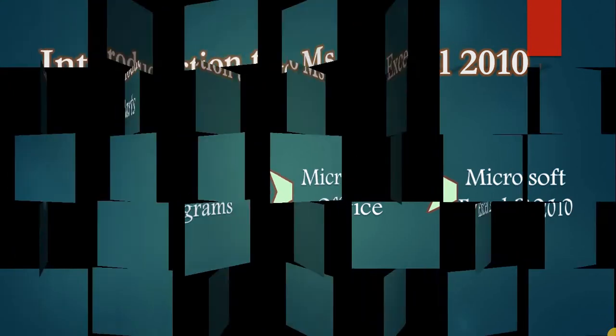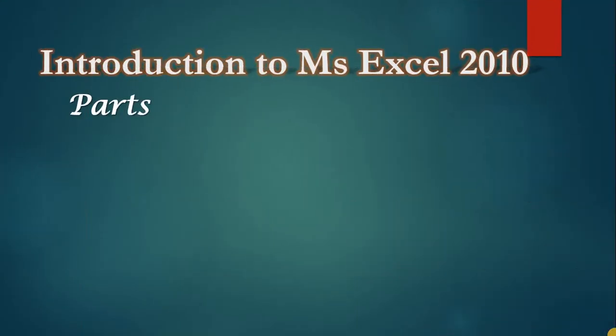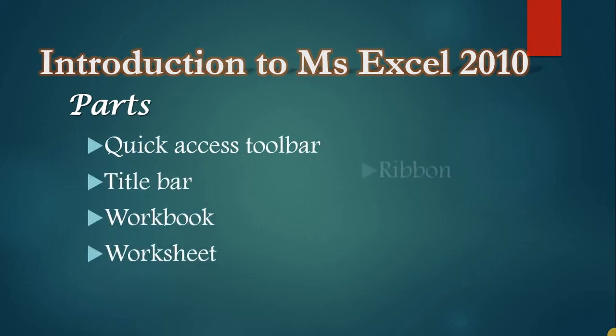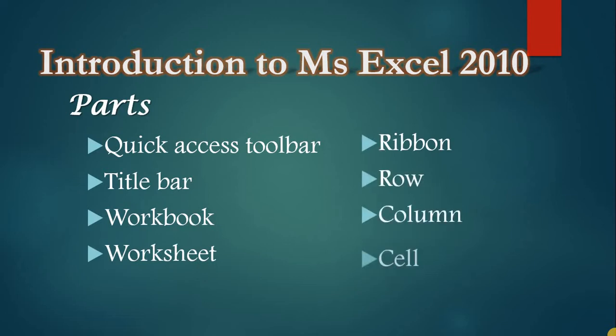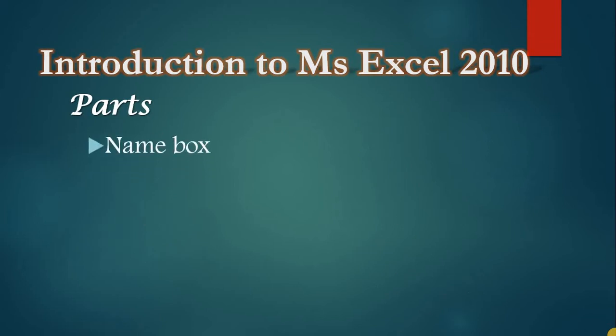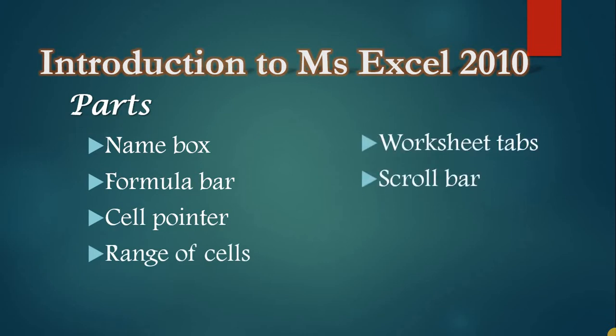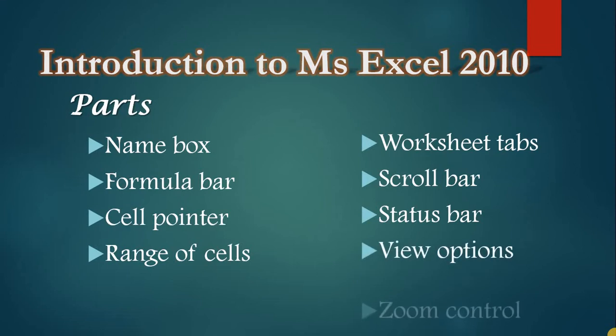Parts of the Microsoft Excel window. There are various parts. They are Quick Access Toolbar, Title Bar, Workbook, Worksheet, Ribbon, Row, Column, Cell, Cell Address, Name Box, Formula Bar, Cell Pointer, Range of cells, worksheet tabs, scroll bar, status bar, view options and zoom slider.